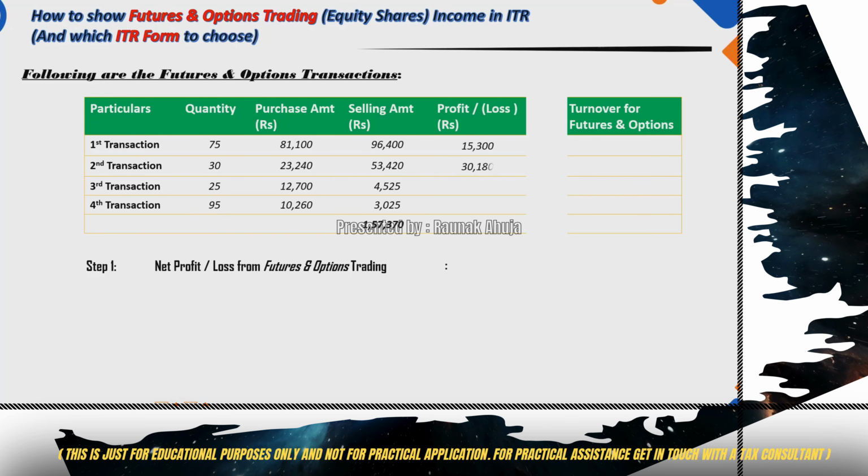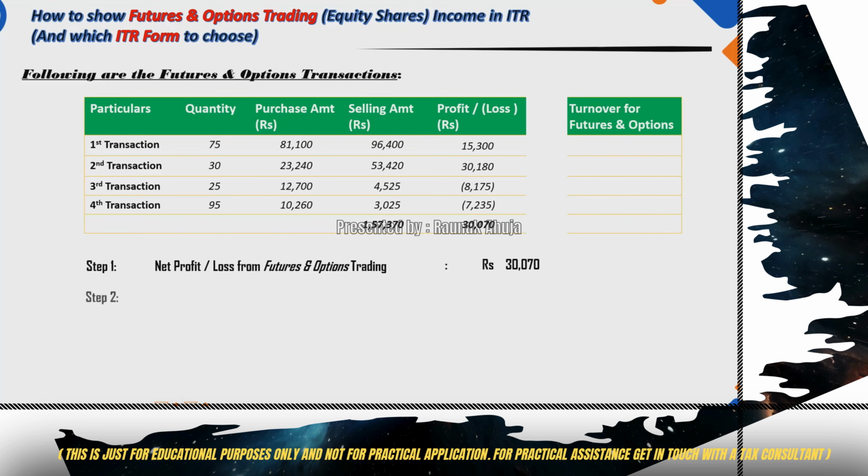Likewise, in case of second transaction, the profit is of rupees 30,180. In case of third transaction, it's a loss of rupees 8,175. And in case of the fourth transaction, the loss is 7,135. Now, the sum total of the profit or loss incurred in respect of these futures and options transactions is rupees 30,070. And thus, the answer to step 1 would be 30,070 rupees.